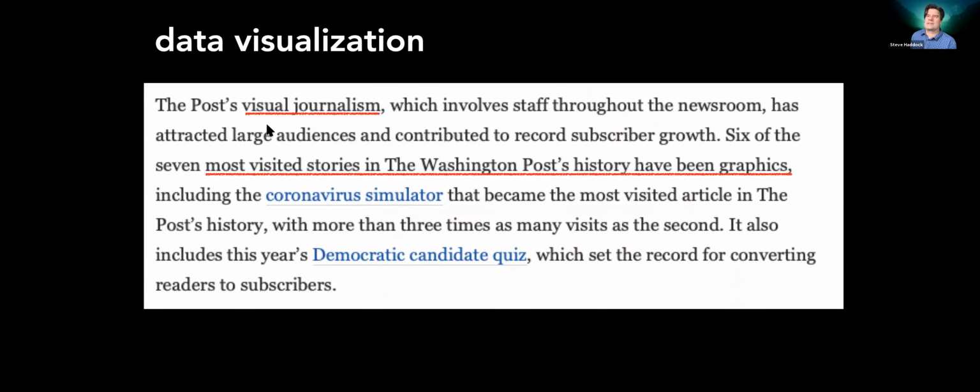So in general, data visualization people are becoming increasingly aware of this. This was from the Washington Post. They said that 6 of the 7 most visited stories in their entire history are essentially graphics. Like Abrian was mentioning, those election maps that we were all glued to. I posted a link in the chat to a really nice article that looks at all those maps from a cartographer's point of view and picks some of their favorite different ways to visualize it.